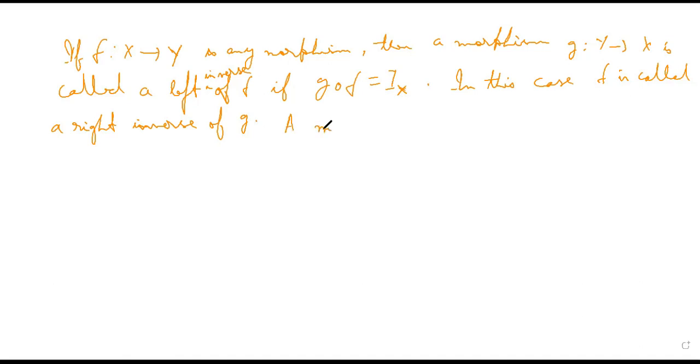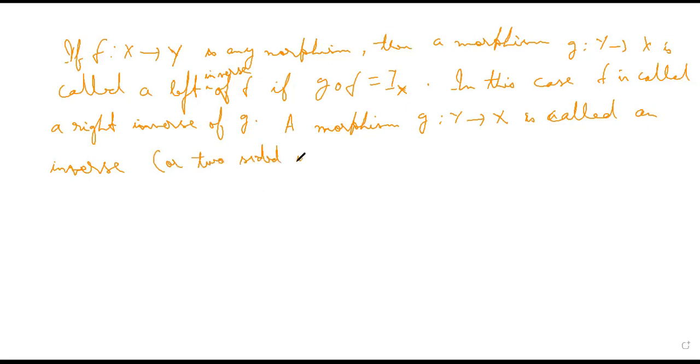A morphism g from y to x is called an inverse or two-sided inverse if g composed f equals Ix and f composed g equals Iy. If this holds, then we have this.